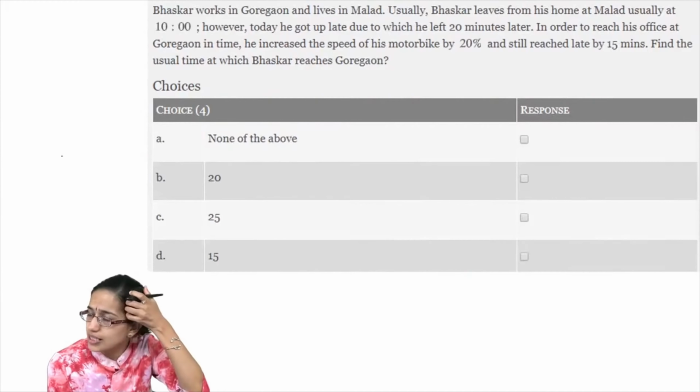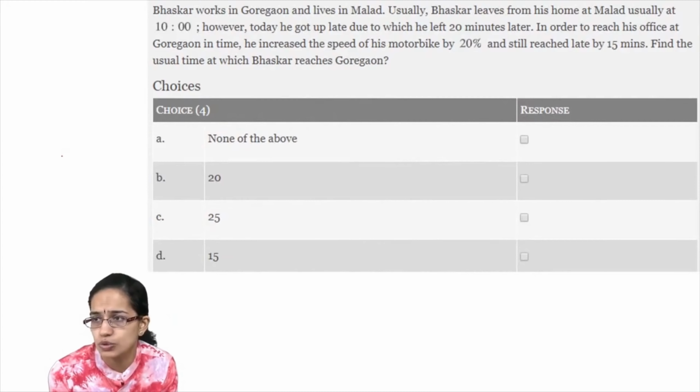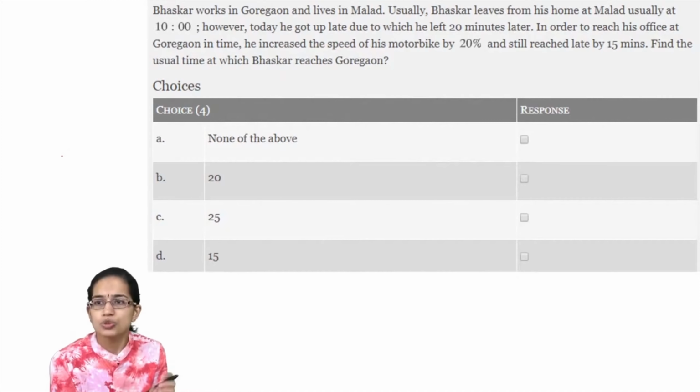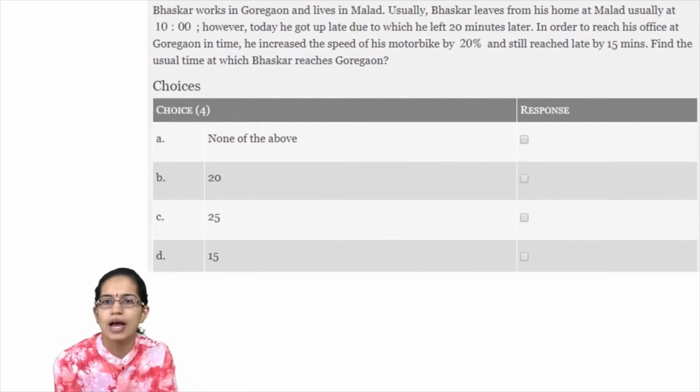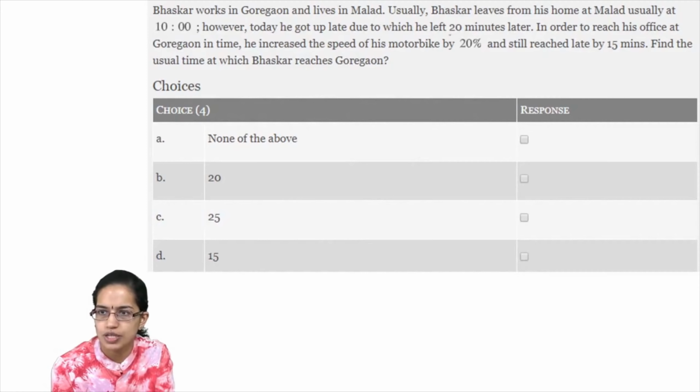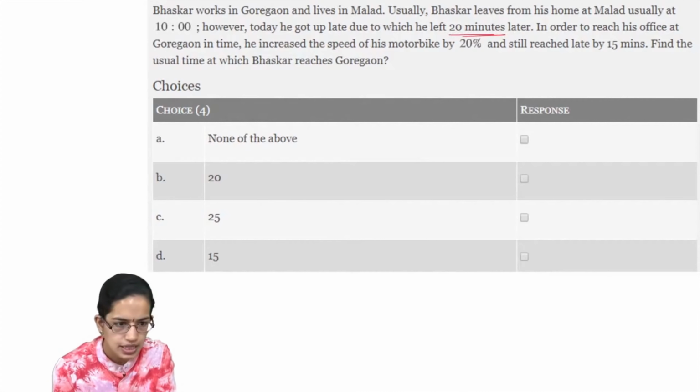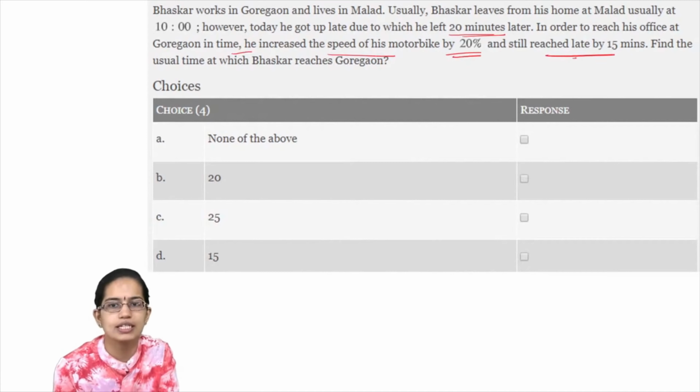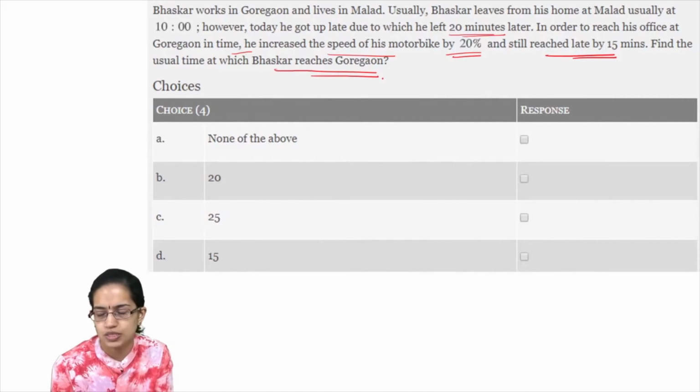The next question is, Bhaskar works in Gurgaon and lives in Malad. Usually Bhaskar leaves from his home at Malad at 10. However, today he got up late and he was 20 minutes late. So today he is running 20 minutes late. In order to reach his office in time, he increases the speed by 20% and still reaches 15 minutes late. Find the time at which Bhaskar reaches in usual situations.